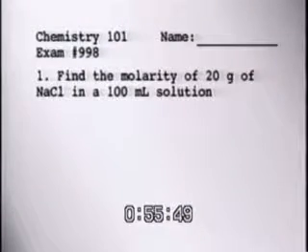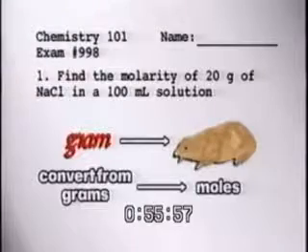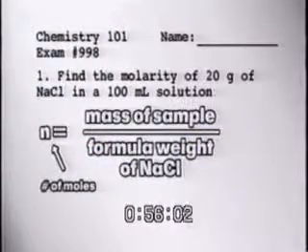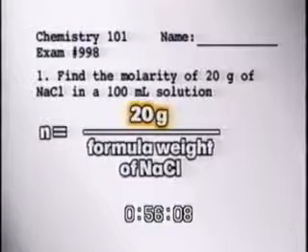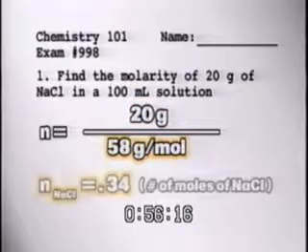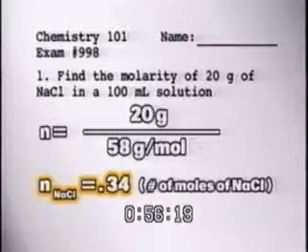For example, let's find the molarity of 20 grams of sodium chloride in a 100 milliliter solution. First, as always, we have to convert from grams to moles. So using our simplified equation, we divide the mass of our sample by the formula weight of our NaCl. So converting from grams to moles again, we have 20 grams of NaCl divided by the formula weight of NaCl, which we determined earlier is 58 grams per mole. That gives us 0.34 moles of NaCl.